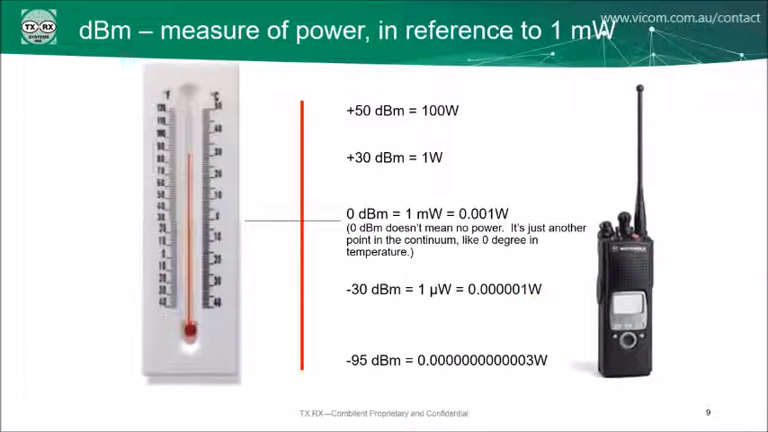So dBm is a measure of power. Its reference point is 1 milliwatt. You can think of this the same way as temperature. 0 degrees C doesn't mean it's 0 heat. It means that's the reference point. So the same way, plus 50 dBm, you're at 100 watts. Minus 95 dBm, you're at a very small fraction of a watt.